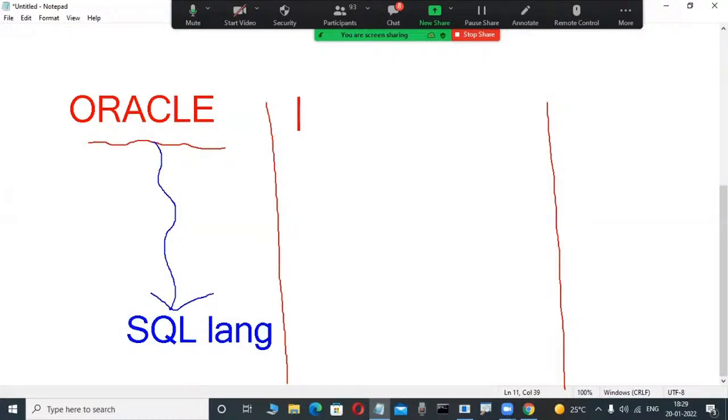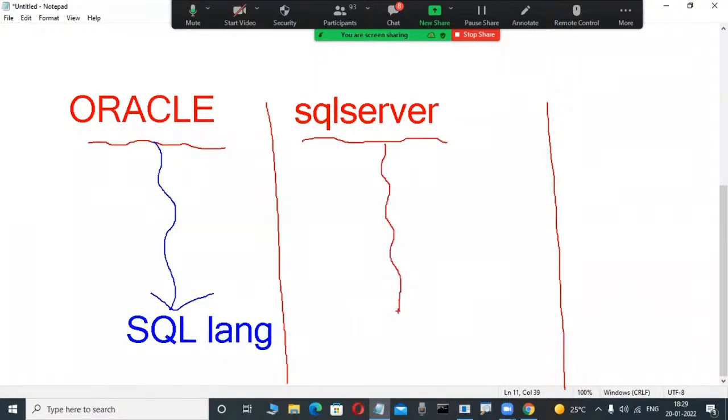Suppose in my company another project is also there. That is also a relational database product, from Microsoft: SQL Server. Some employees work on the SQL Server product. It is also a database product, same as Oracle, but to operate that SQL Server they use one language only. What is that language? SQL is a language.